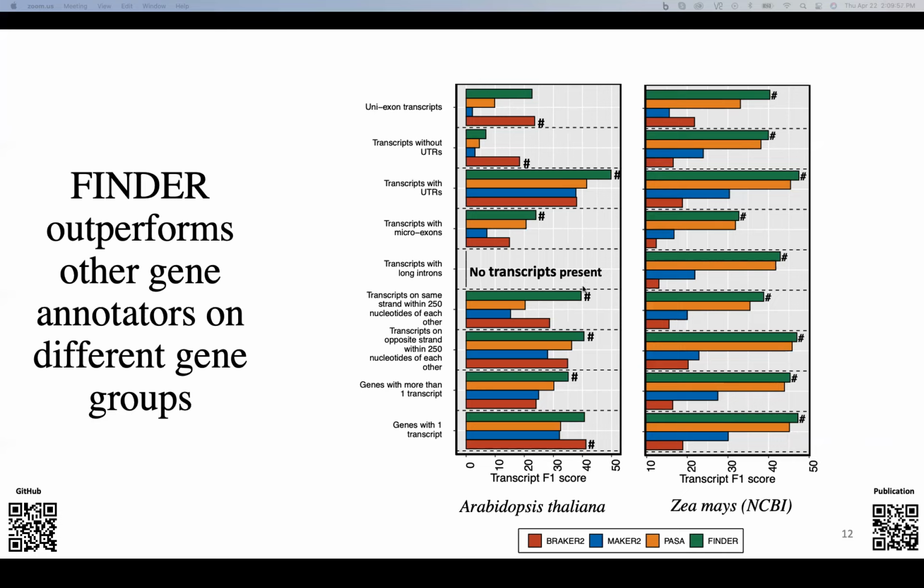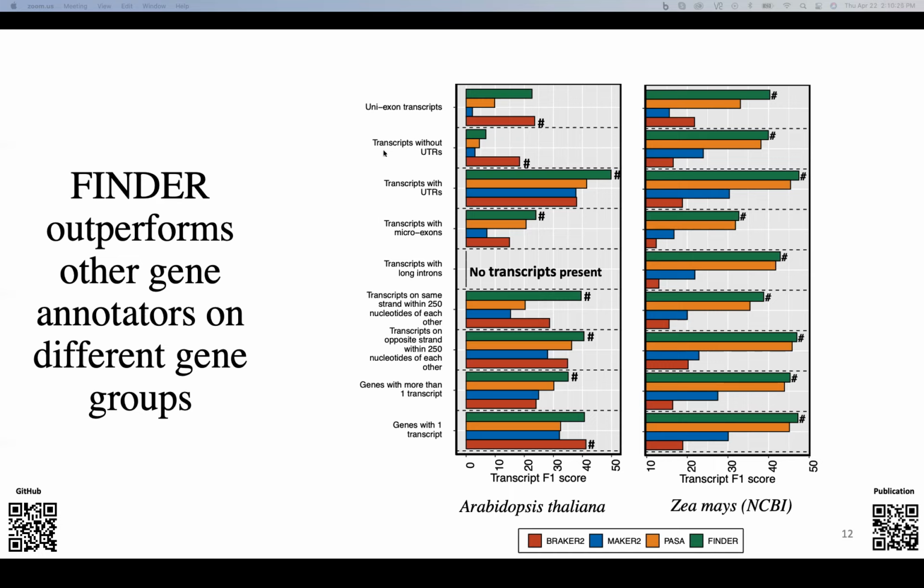But in one or few cases, Breaker did better. Like the case with transcripts without UTRs and uni-exon transcripts or genes with a single transcript, there Finder did a little worse. The main reason is behind how Breaker was created. Breaker annotates only the CDS region of the genes, and hence it is expected that it will perform better with transcripts without UTRs.